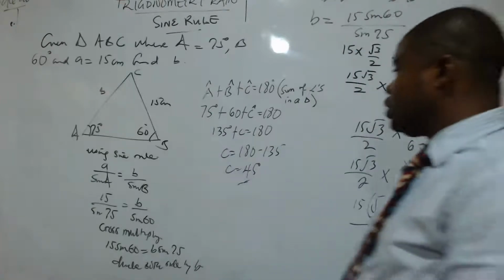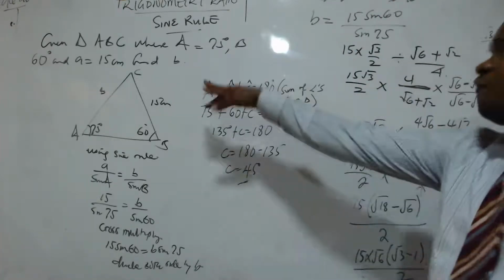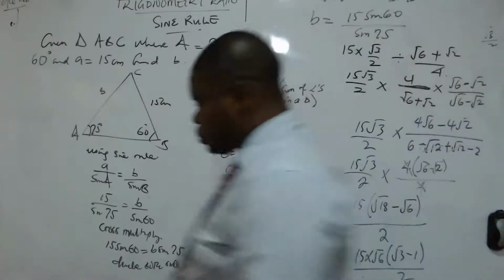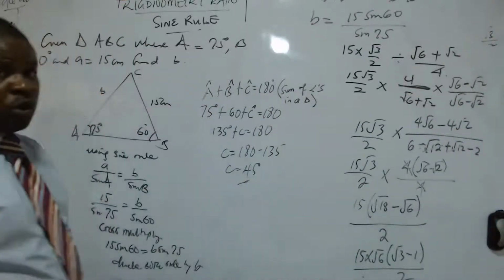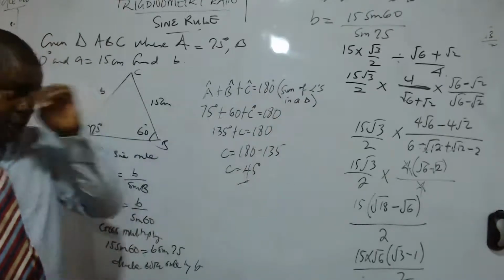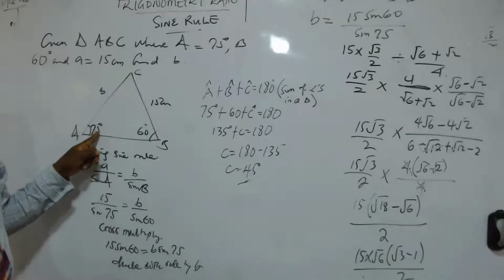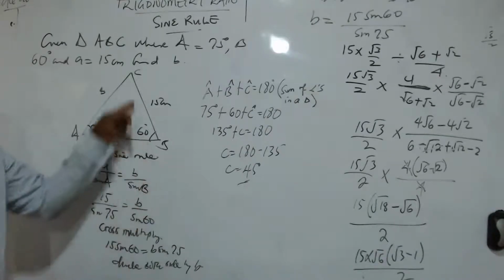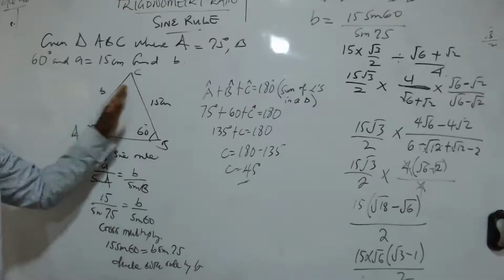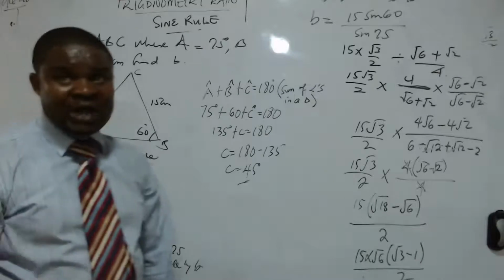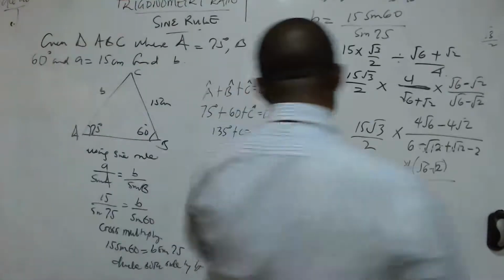So here now we don't need a calculator to get our value for C. Now how are we sure our answer is right? Mind you, we say the sum of angles in a triangle is 180. Now we are given 75 plus 45 will give us 120. 120 plus 60 is 180. So that is the sum of angles in a triangle. So that is the answer for that particular question.